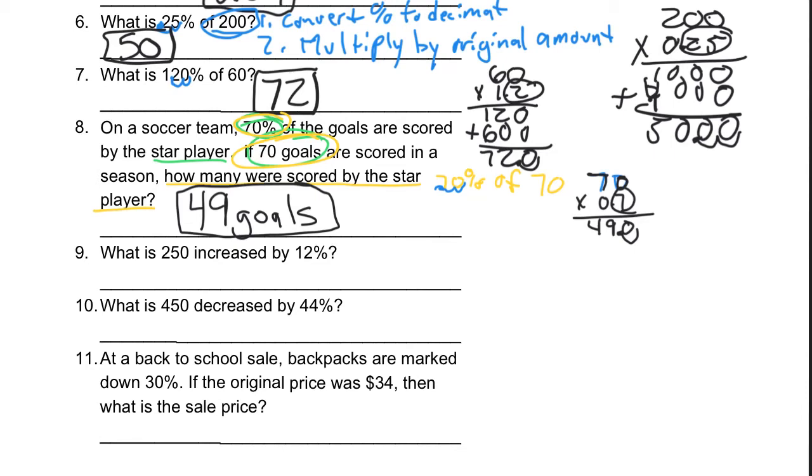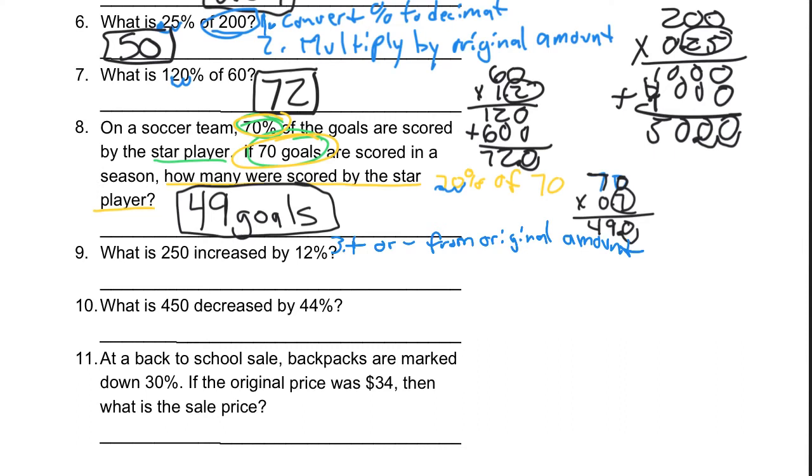And third, I'm going to add or subtract from original amount. Okay. So there's 3 steps. Convert. Okay. Number 1, convert. 2, multiply. And 3 is to add or subtract.